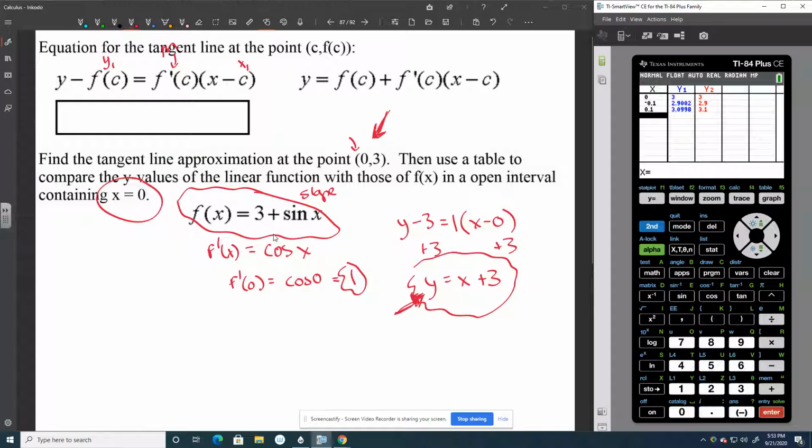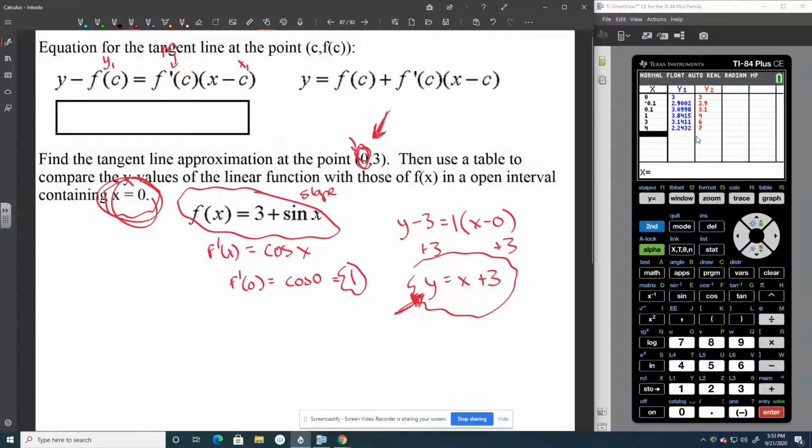But if I get too far away from 0, remember this was a linear approximation around the point x0, 0, 3. So what happens if I start plugging in 1? Look at what happens. My original function is 3.84, but my linear approximation function is 4. And if I get further away, if I plug in 3, my numbers really start to get further apart, okay? So that is only a good approximation when I'm near 0.